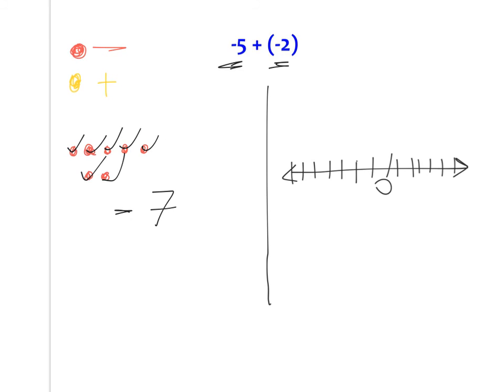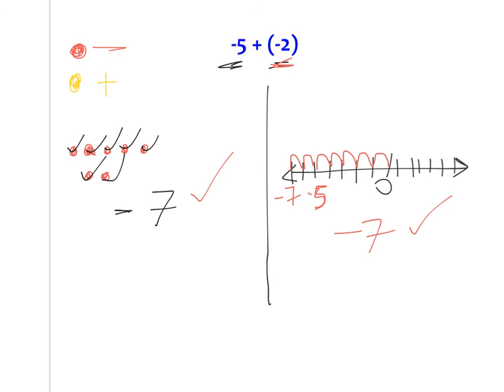Using the number line, we're going to go from 0 and jump negative 5. 1, 2, 3, 4, 5. So I'm going to end up at negative 5. And then I'm going to jump back to the negative side an additional 2. 1, 2. So now I've ended at negative 7. Okay? So that, again, confirms with the integer chips and with the number line that my answer is negative 7.